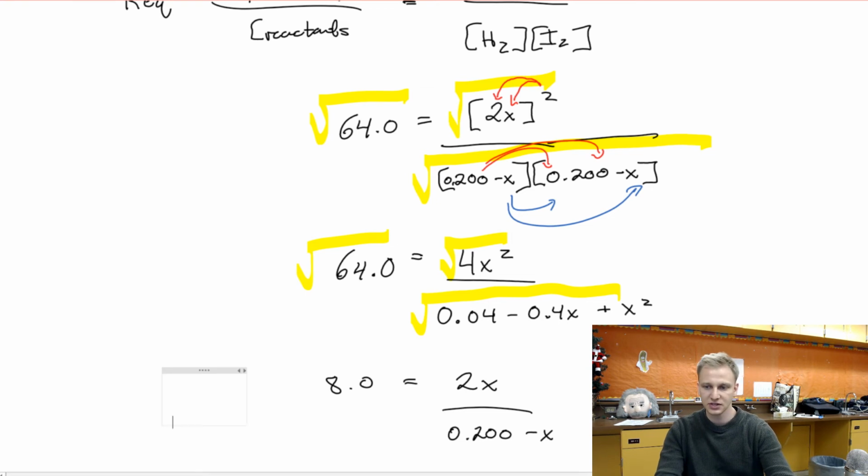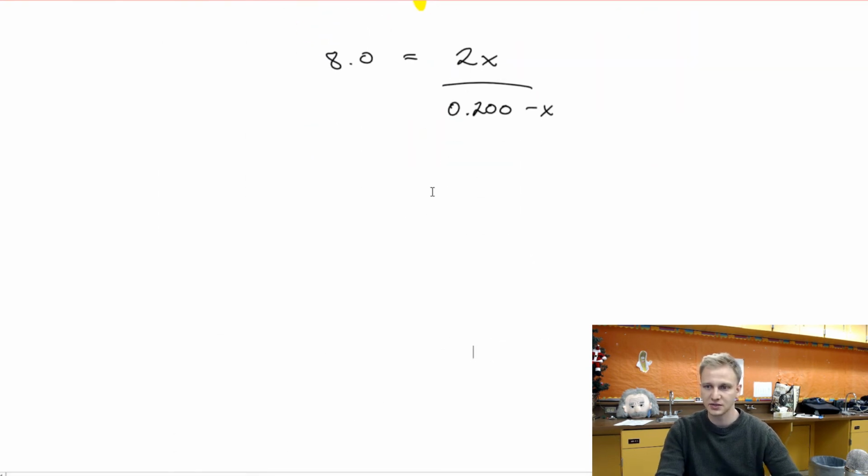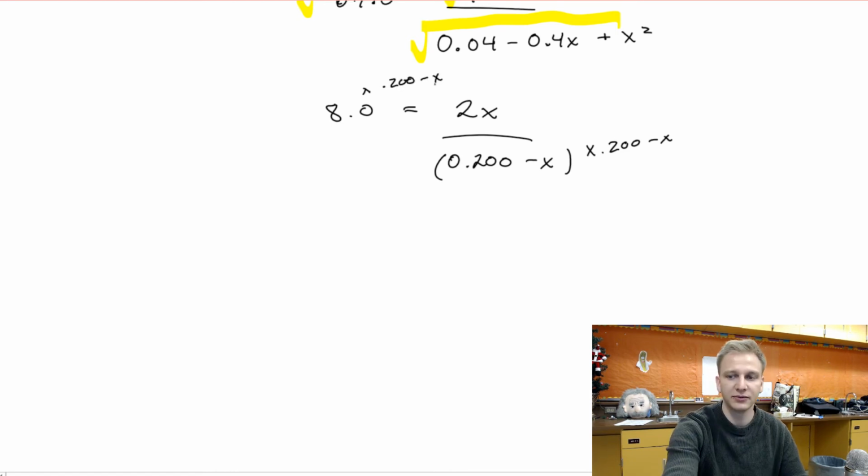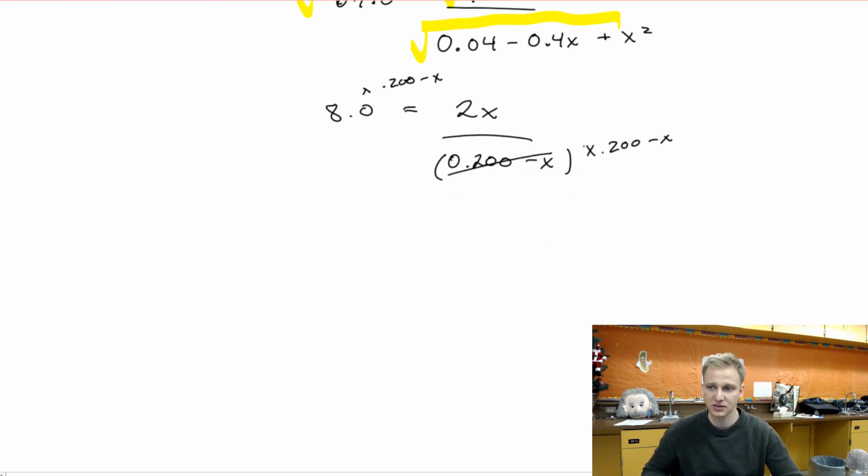To solve for this question, what we'll want to do here is multiply both sides by this expression. So multiply by 0.20 minus x. We're dividing by 0.200 minus x, and so what we want to do is multiply by it to cancel those two out. So this is gone and this is gone. And we end up with 1.6 minus 8x is equal to 2x.